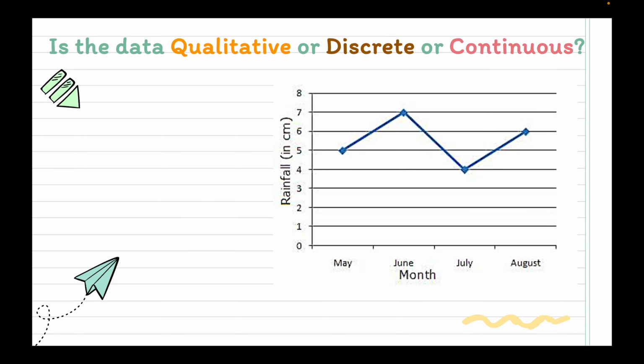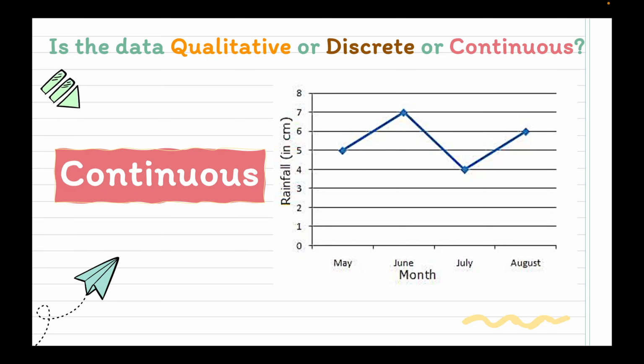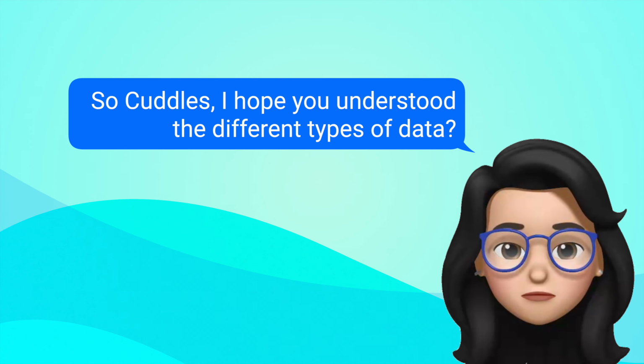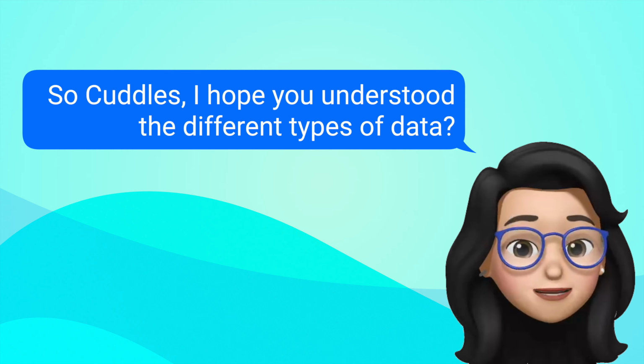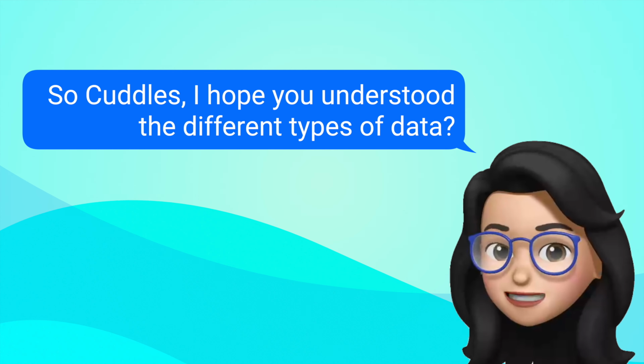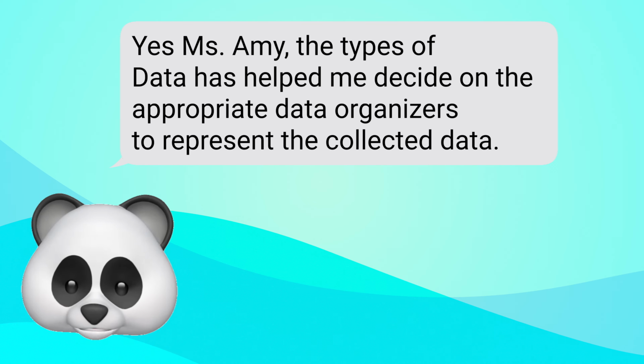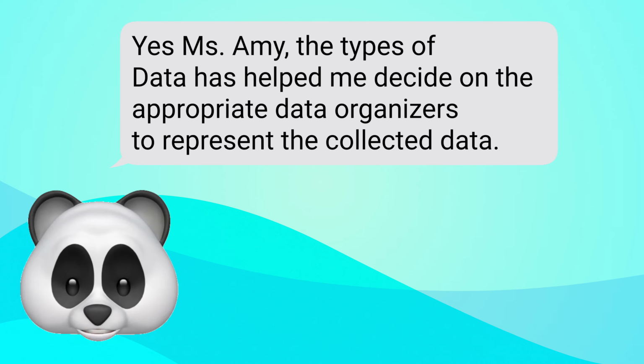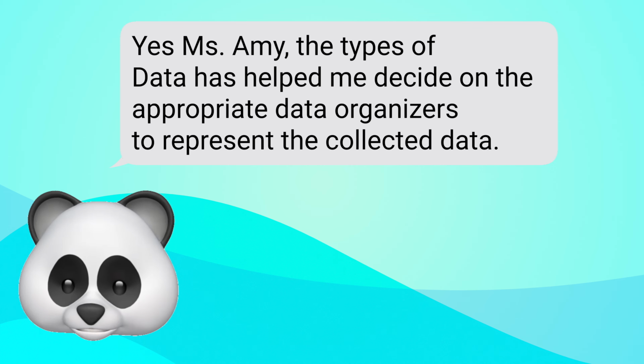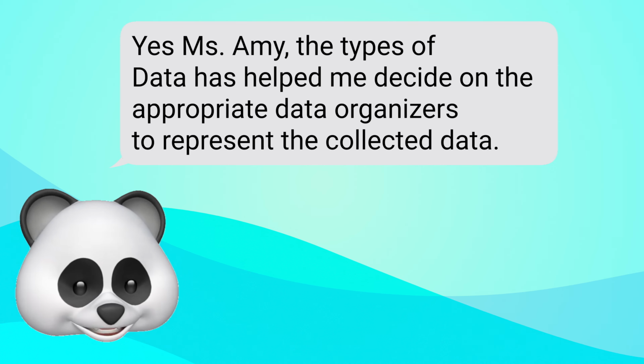Looking at the last example, this is a line graph talking about the amount of rainfall in centimeters. It is continuous data. So Cuddles, I hope you understood the different types of data. Yes, Miss Amy. The types of data has helped me decide on the appropriate data organizers to represent the collected data.